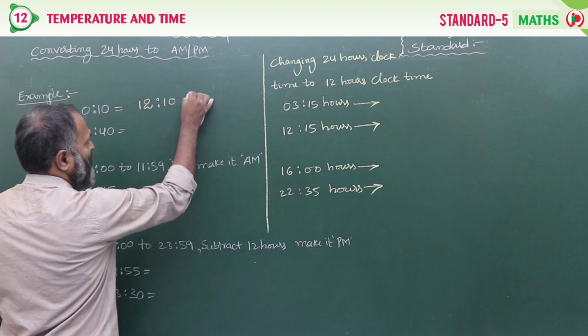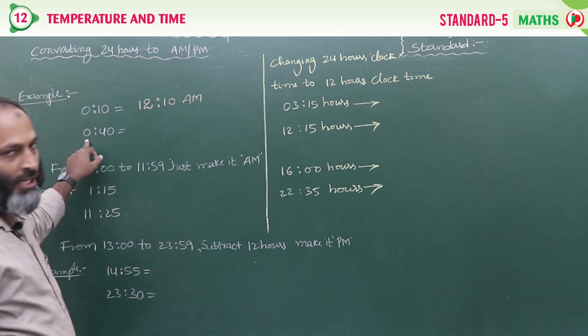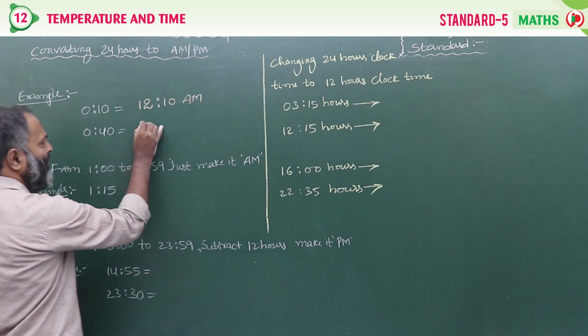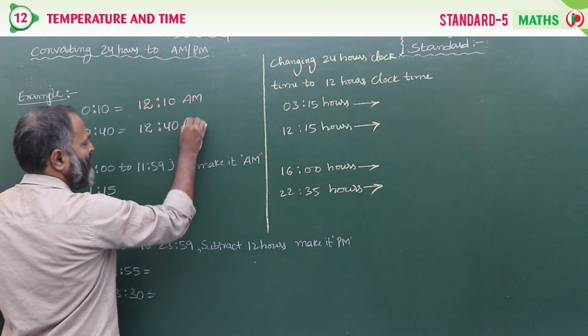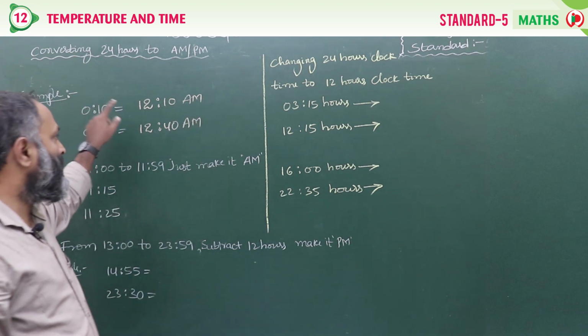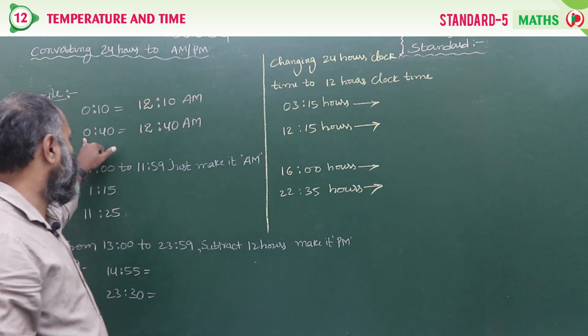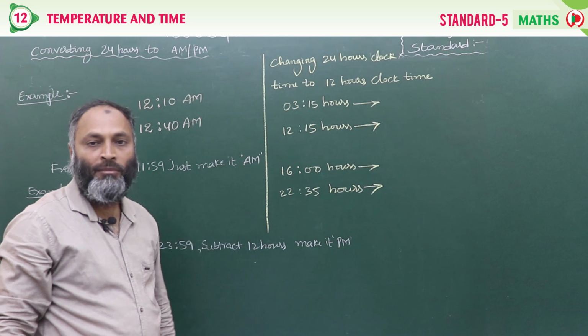12:10, so this is AM, this is midnight. Here 0 is there in 24 hours, which means 12. For example, 0:40 becomes 12:40 AM. When 0 hours is given, that means 12. The minutes we take as it is and write AM, right?